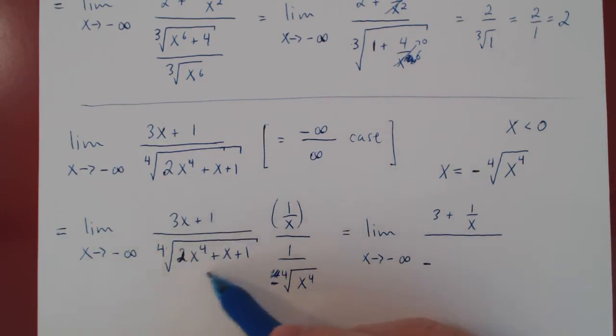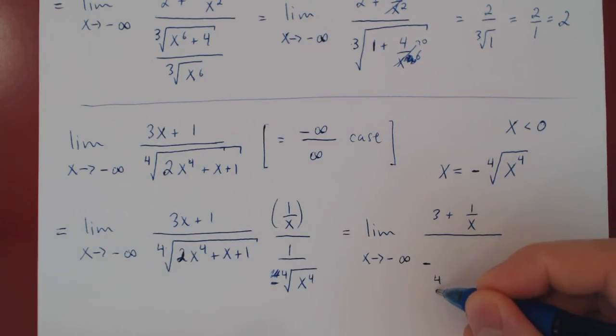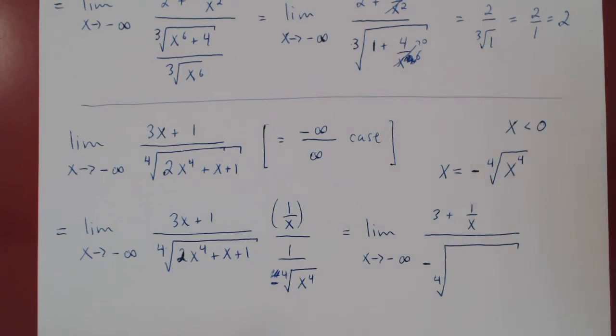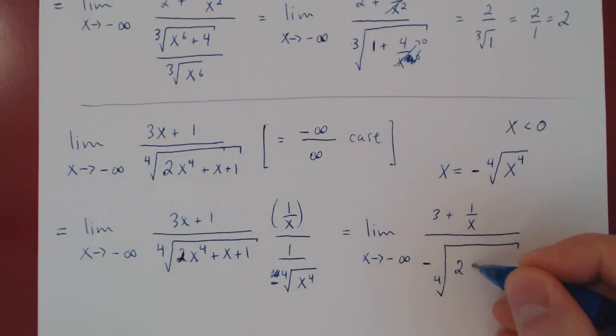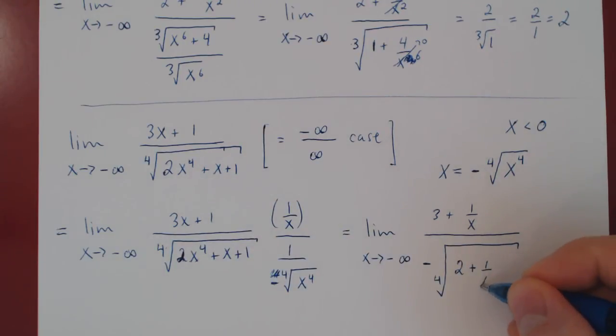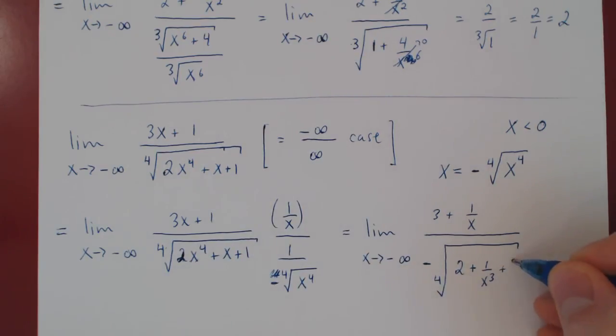The 4th root of a over the 4th root of b is the 4th root of a over b. And we'll already divide through a over b. So 2x to the 4 over x to the 4 is 2, plus x over x to the 4, 1 over x cubed, plus 1 over x to the 4, and that's it.